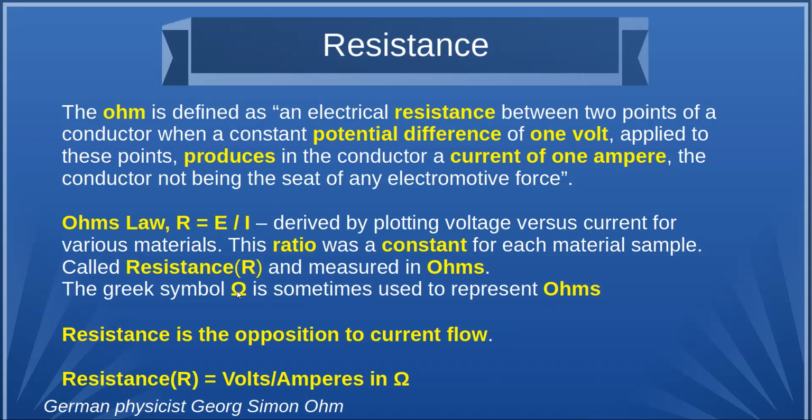Sometimes we use the Greek symbol omega to represent ohms, although most of the time you'll see it written out as ohms, in honor of George Simon Ohm. Okay. So resistance is the opposition to current flow. And it's opposition to DC or AC current flow. It's the same. Now, when we talk about impedance and reactance, they're only affected by AC current.